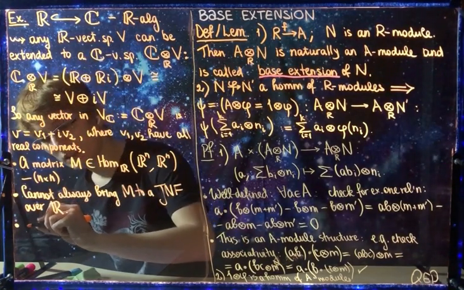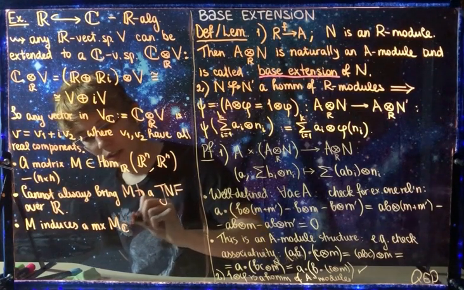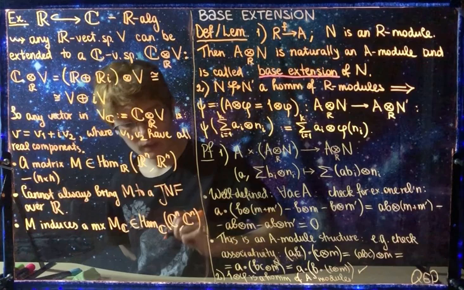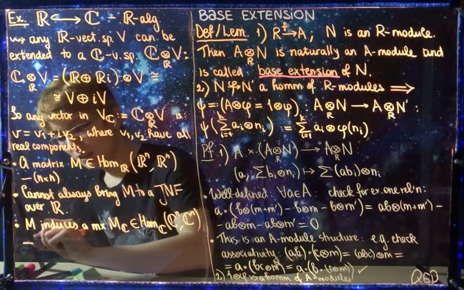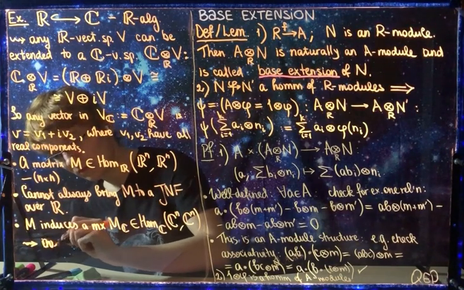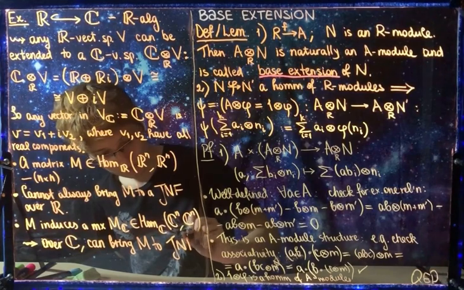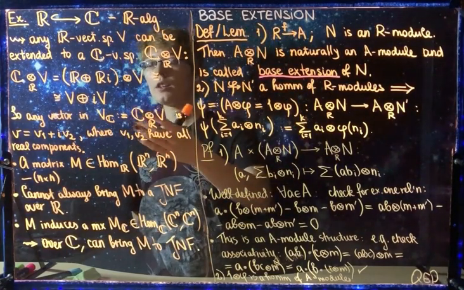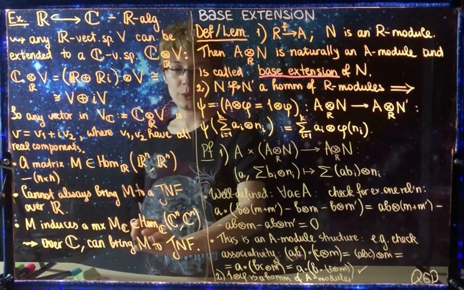So you said that M induces a matrix M sub C in Hom_C from C^n to C^n, still a matrix with all real coefficients. But now, viewed as a complex matrix, this matrix can be brought to a Jordan normal form. So over fields, base extension corresponds to something that you have already done, and hopefully something that you can believe is natural.